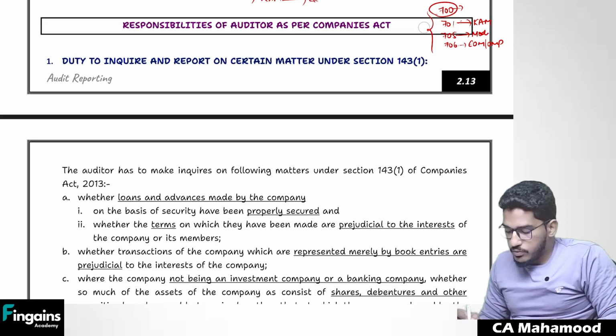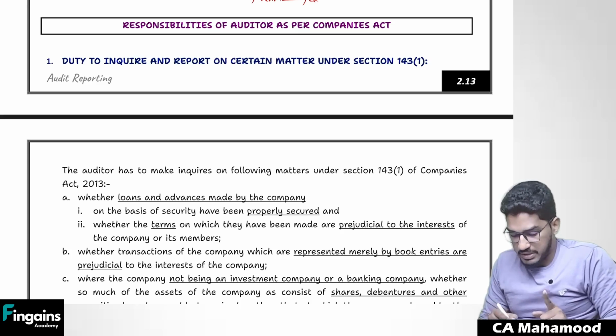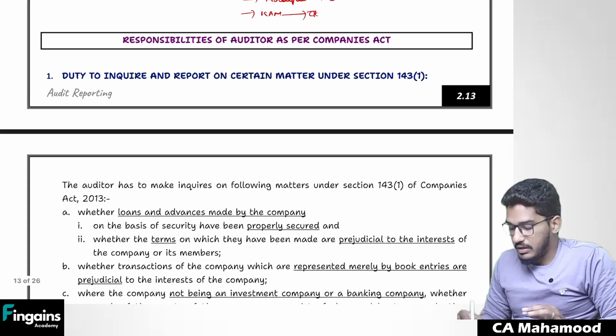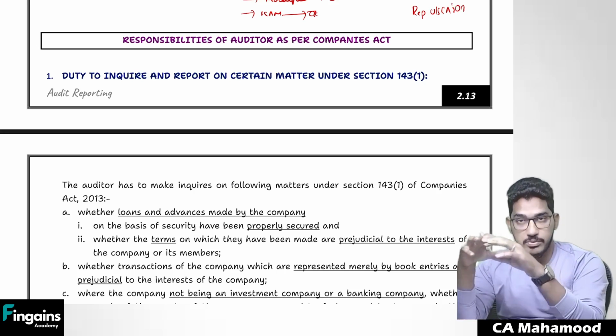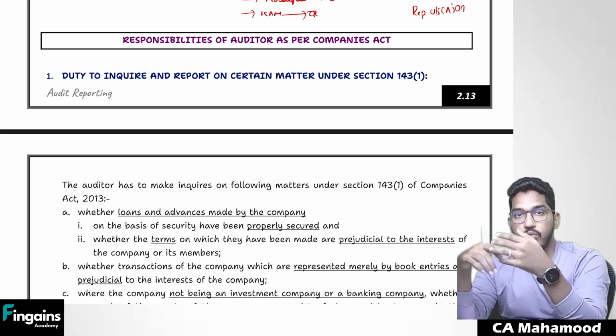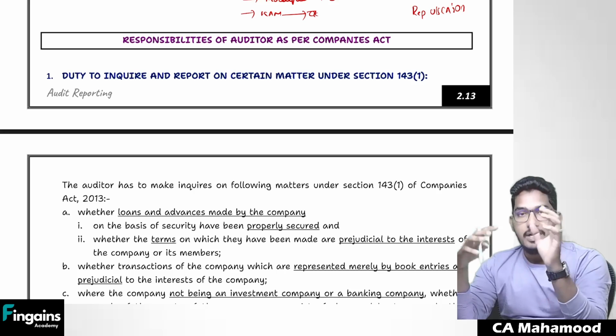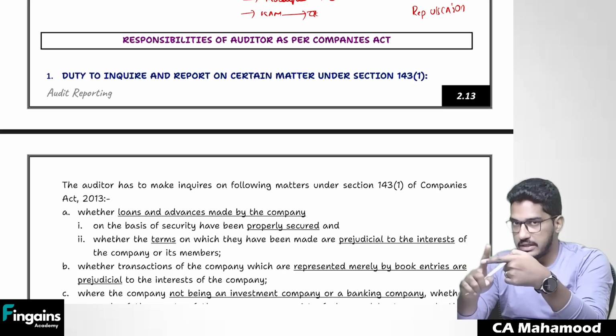Now there are a few more contents left out from this chapter audit reporting, which are important from the examination perspective. Those are the reporting responsibilities of the auditor under the Companies Act 2013. We have seen the reporting requirements of the auditor under standards on auditing. When we discussed the SA 700 series, we were talking about the reporting responsibilities of the auditor as per the standards on audit.